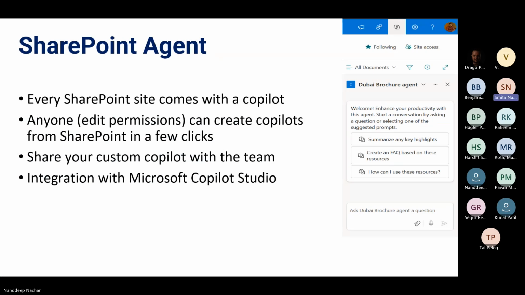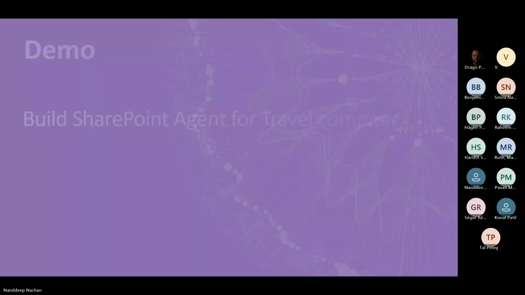Every SharePoint site comes with this Copilot, and you need a minimum of edit permission. Whoever has edit permission can create a Copilot from SharePoint in a few clicks. You can share your custom Copilot within Teams, or go to a team group conversation. Also, you can share it through the integration with Copilot Studio. So let's go ahead and check that.